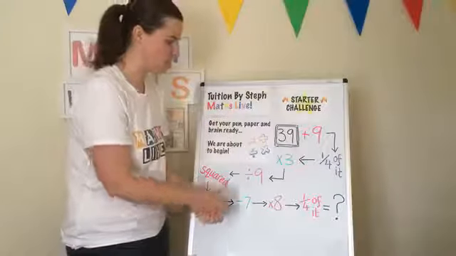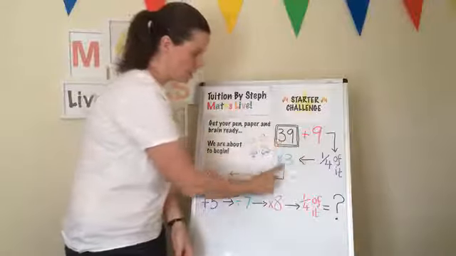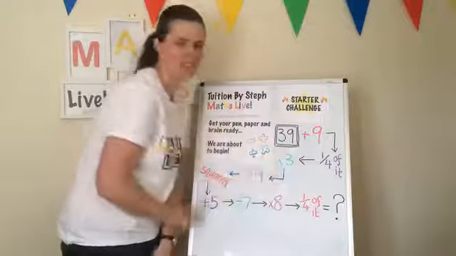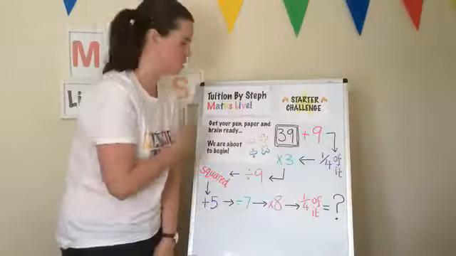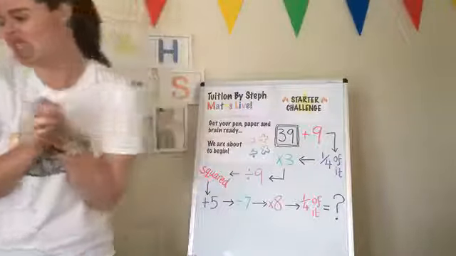Here's your starter challenge. Follow the arrows, and you start with 39, do all these instructions. What is the answer you come up with? I'll give you a little bit of a go at that. I'll give you a couple of minutes, because it's quite tricky, and then we'll get started on addition.